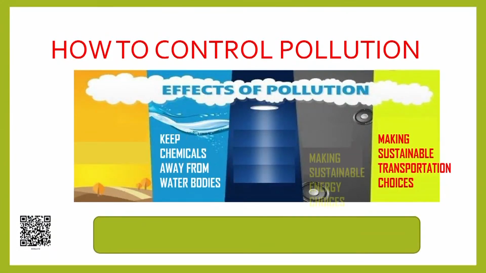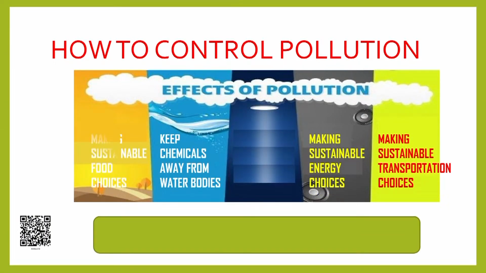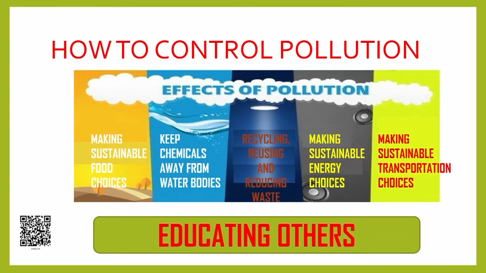So, we can make sustainable food choices, recycle, reuse and reduce waste, make sustainable energy choices, keep chemicals away from water bodies, make sustainable transportation choices, and we can educate others to contribute to reducing air pollution. And we can also reduce waste or we can manage waste.